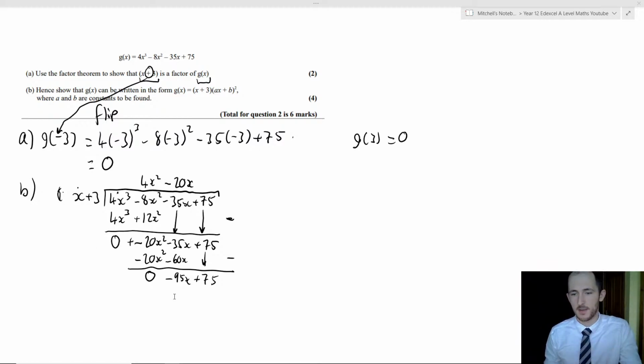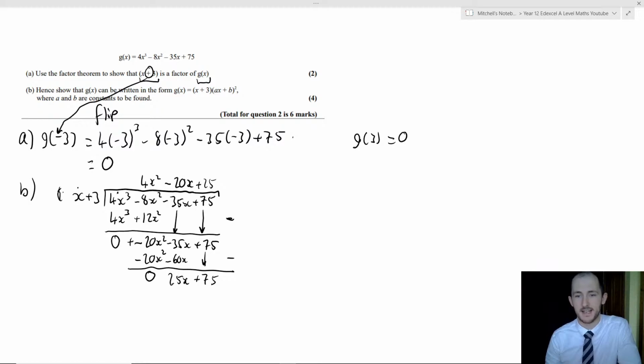Actually, there is a mistake I made. And just while I said that you guys shouldn't make this mistake, I made the exact same mistake. So minus 35 minus minus 60 would be minus 35 plus 60. Okay, so that would be 25x. Then once again, we divide it. So 25x divided by x is plus 25.